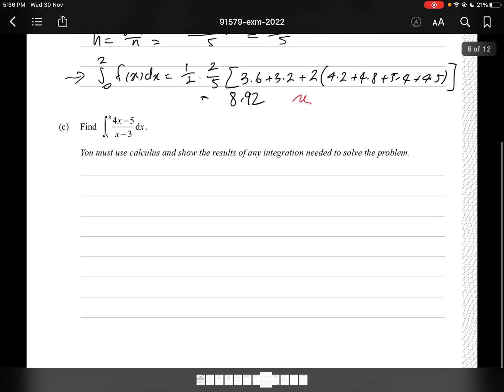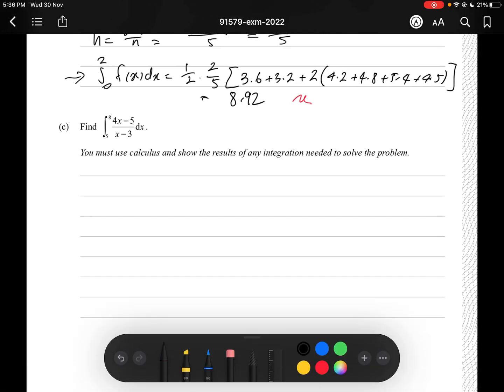Question number C, we're going to be finding the indefinite integral of (4x minus 5) divided by (x minus 3). So for this question, it's pretty tricky to just integrate this straight away. Like, what do you do? Because you have x on both the numerator and the denominator. But notice that they're both polynomials of degree 1. So we can just do a polynomial division of 4x minus 5 and x minus 3 to simplify our equation.